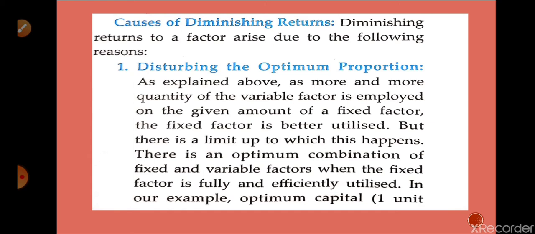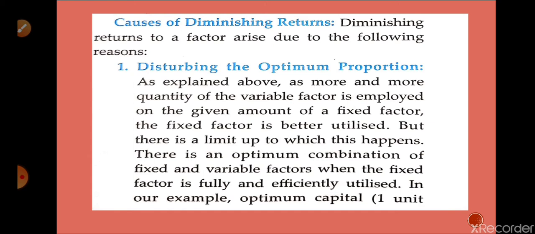And if that combination of one machine, one worker is disturbed, if we have the 6th worker with the 5th machine, it means that we are disturbing the optimum proportion of fixed factor and variable factor.